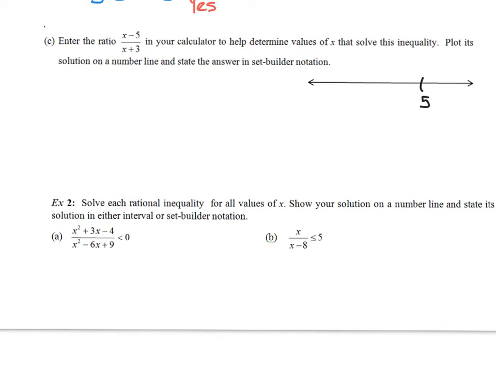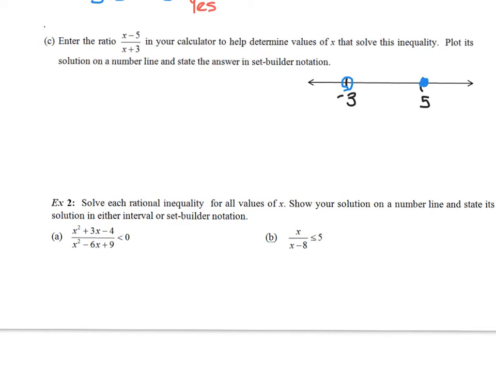There's 5. Let's also put the other number where the function was undefined, in this case negative 3, on my number line as well. Now we said that 5 is part of my solution, so that tells me that I am going to fill in the circle at 5, designating that 5 is part of the solution. But negative 3 is not part of the solution, so I'm going to put an open circle at negative 3.